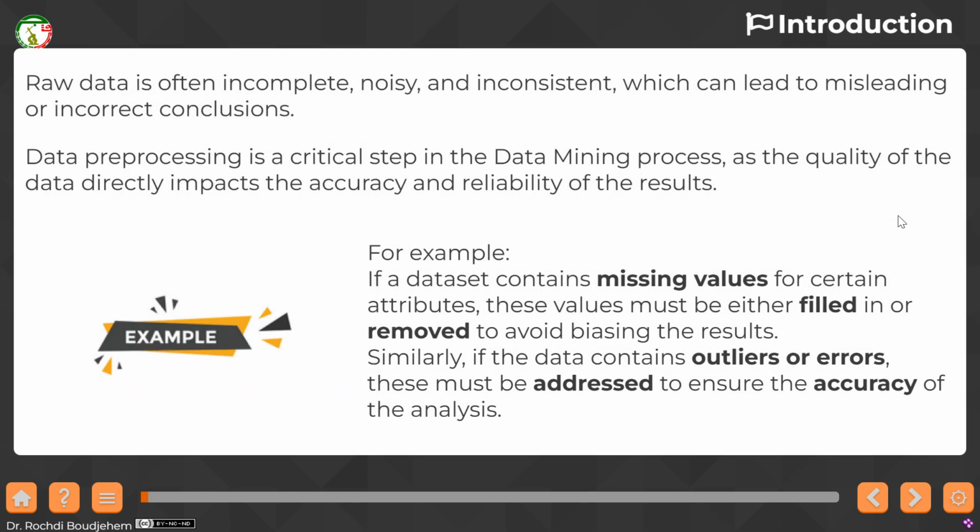Introduction. Raw data is often incomplete, noisy, and inconsistent, which can lead to misleading or incorrect conclusions. Data preprocessing is a critical step in the data mining process, as the quality of the data directly impacts the accuracy and reliability of the results. For example, if a dataset contains missing values for certain attributes, these values must be either filled in or removed to avoid biasing the results. Similarly, if the data contains outliers or errors, these must be addressed to ensure the accuracy of the analysis.